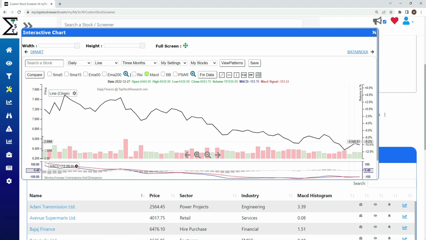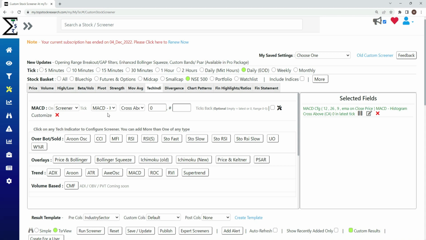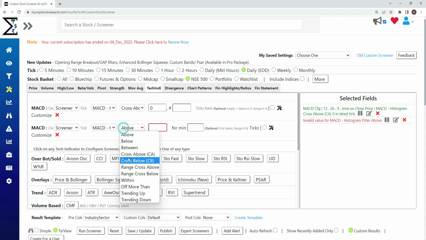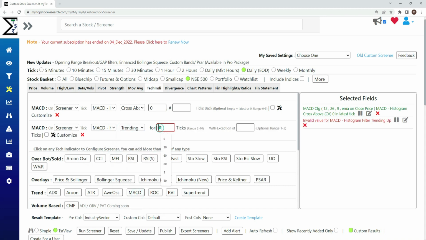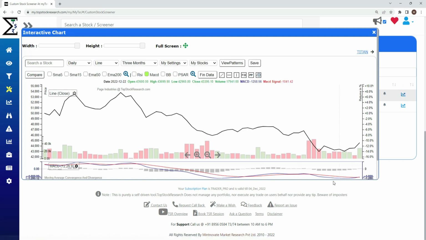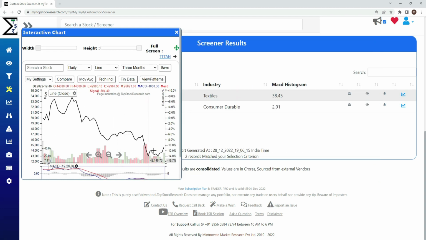Also, what you can do is histogram trending. So here, we add another MACD, and we see histogram trending up for, let's say, 5 days, right? So there are a few stocks where the histogram is trending. If you see that the histogram is moving upwards and finally it has crossed above, again you see that there's a bottoming kind of activity happening, right? It fell with a good volume, but that didn't sustain, and a very loose double bottom pattern is formed.